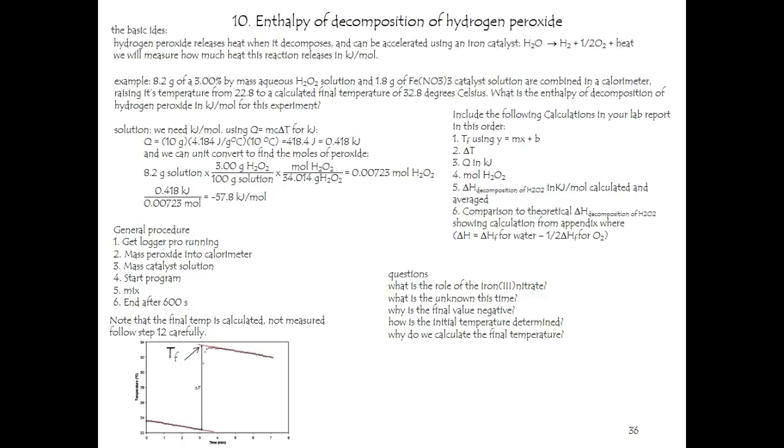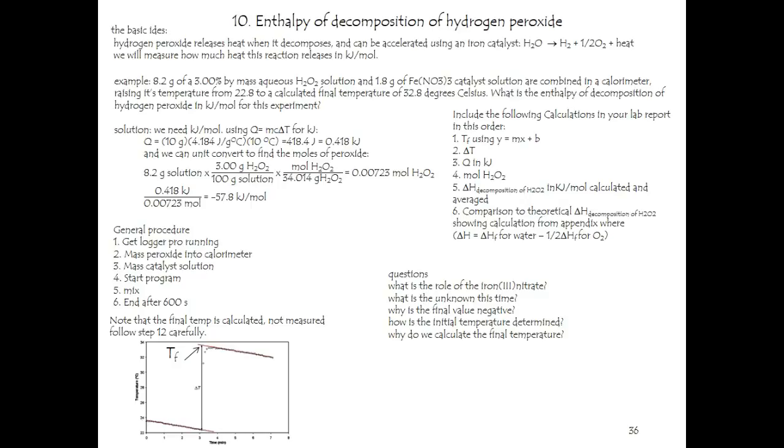So the basic idea is that hydrogen peroxide does release heat when it decomposes into the elements, hydrogen and oxygen. We can accelerate that process when we use an iron catalyst. So this is the balanced chemical reaction: hydrogen peroxide turns into water and oxygen and heat, and we'll measure how much heat this releases in kilojoules per mole.